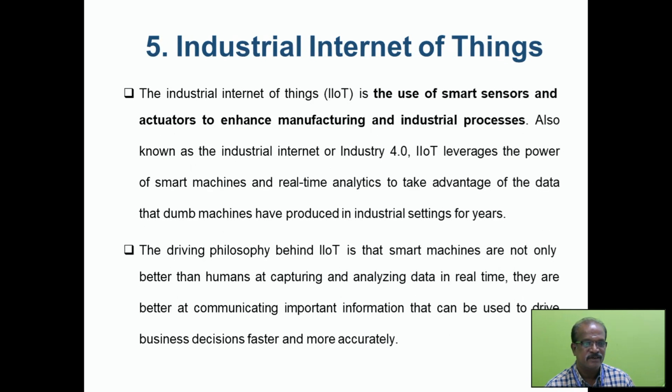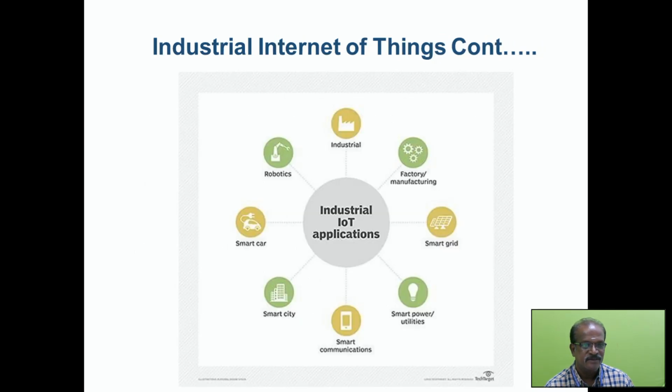Then the industrial Internet of Things. IIoT is the use of smart sensors and actuators to enhance manufacturing and industrial processes. Also known as the Industrial Internet or Industry 4.0, IIoT leverages the power of smart machines and real-time analytics to take advantage of the data that machines have produced in industrial settings for years. So industrial, as shown in the images.